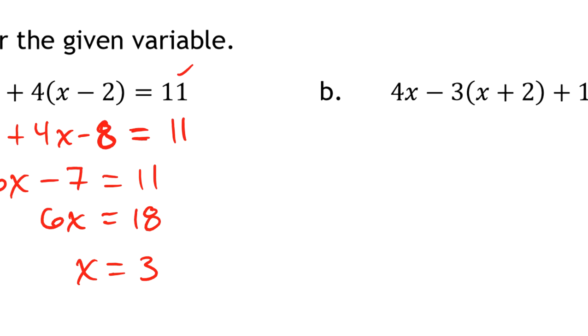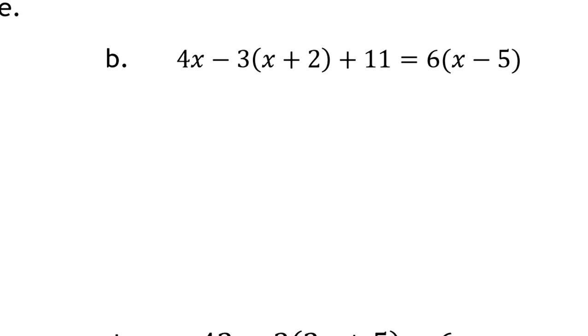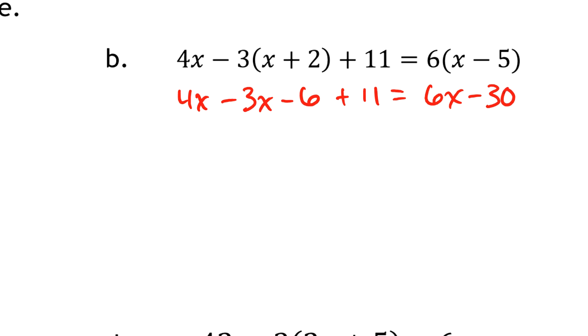Let's look at B. Same thing. I'm going to use the distributive property on both the left and the right hand side, so I get to see this happen twice. That's 4x and then minus 3x minus 6. Notice the minus 6 plus 11. Over on the other side, I have 6 times x and then minus 30.